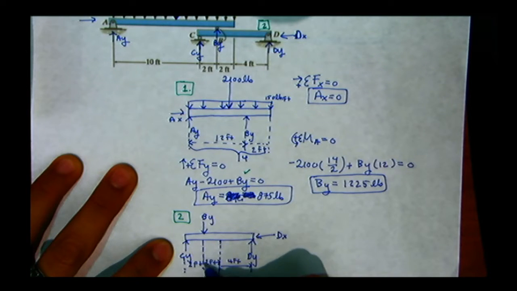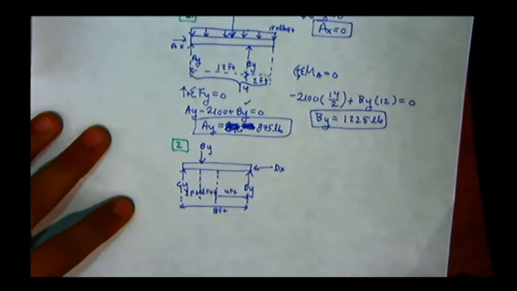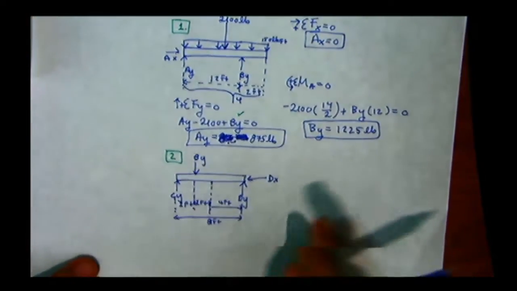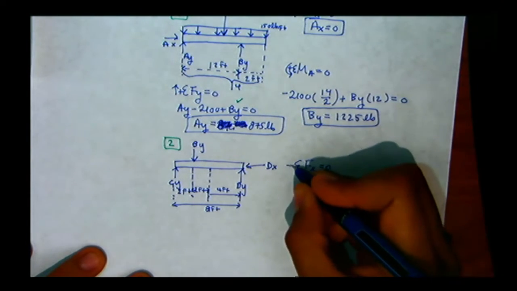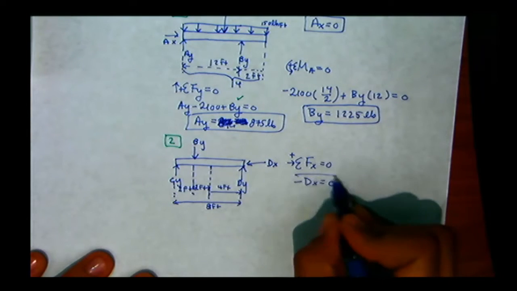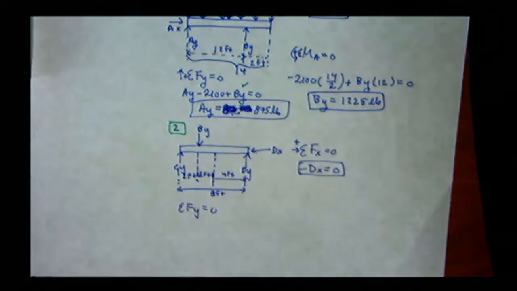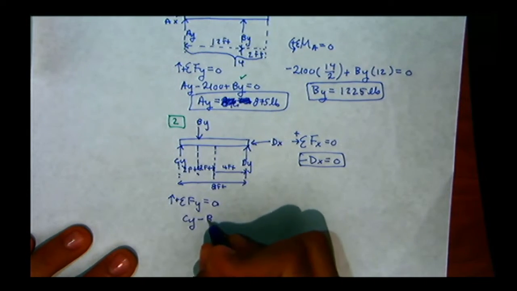Okay. So kind of like the same thing we did up here. We want to do summation of forces. Summation of forces about the x equals 0. Tells us that dx is equal to 0. Summation of forces about the y. Cy minus By plus dy is equal to 0. So we have By, correct? We solved up here? Okay. So that still doesn't allow us to solve for anything right here. But we do know By.